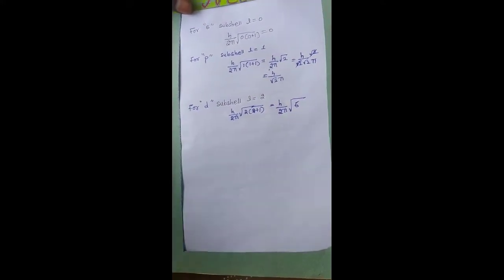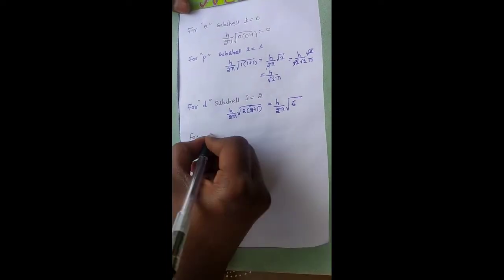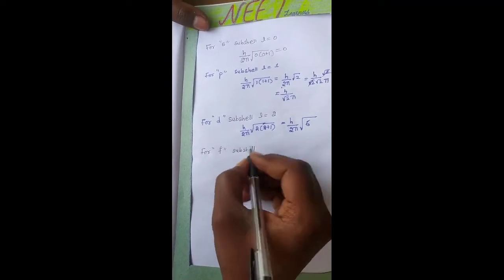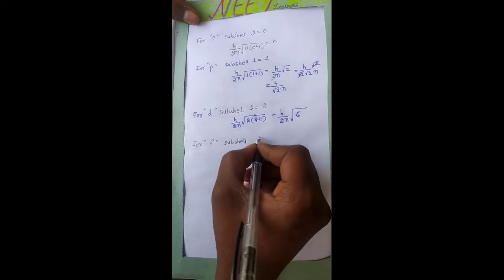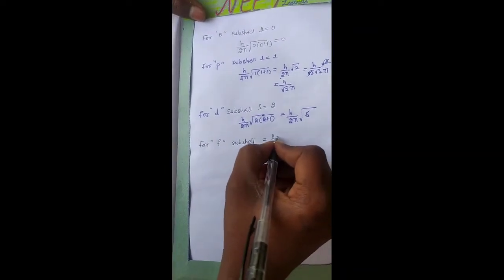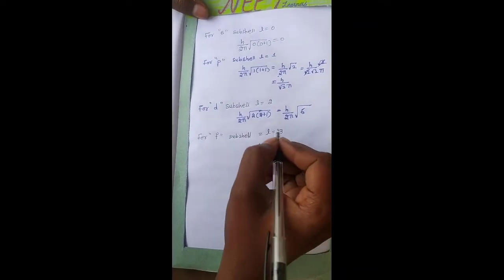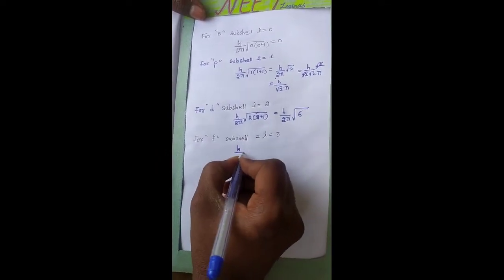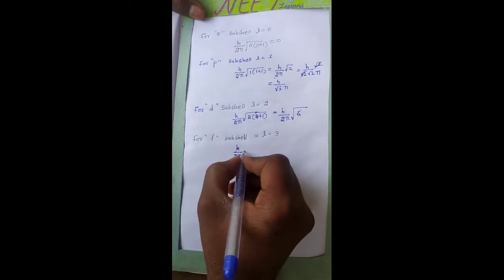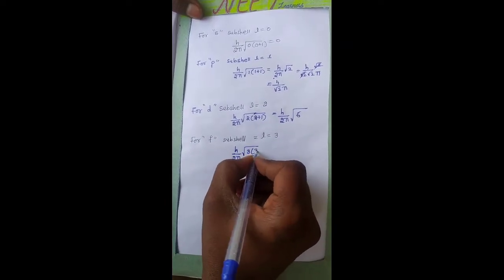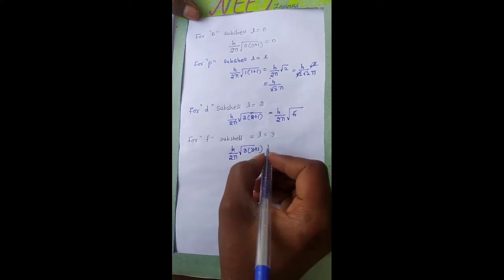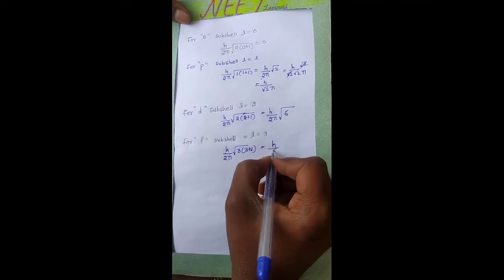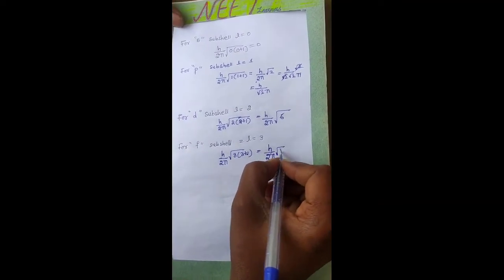And the same we apply for the F subshell. Students, the same is applicable for F subshell also. For F subshell, what is the L value, students? L is equal to 3. So apply the formula: h by 2 pi under root of L into L plus 1, 3 into 3 plus 1. So 3 plus 1 is 4, 4 threes are 12. So it is equal to h by 2 pi under root of 12.